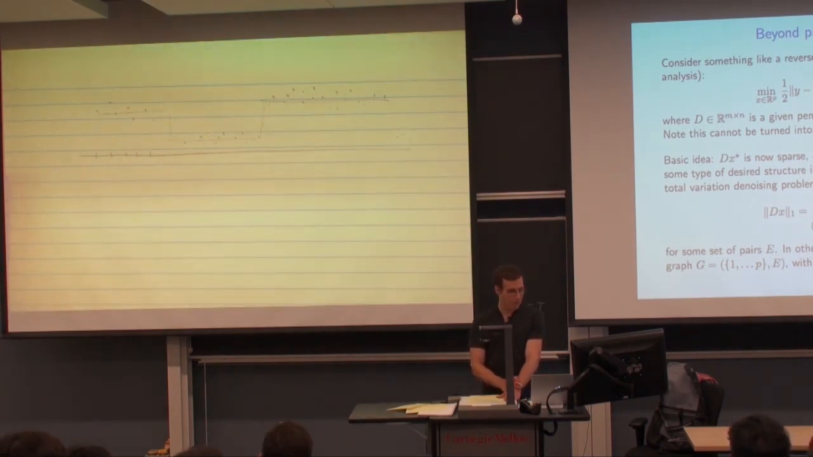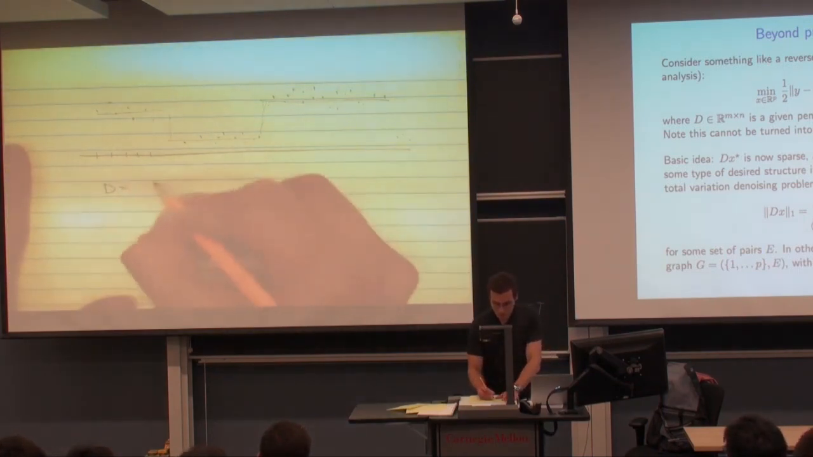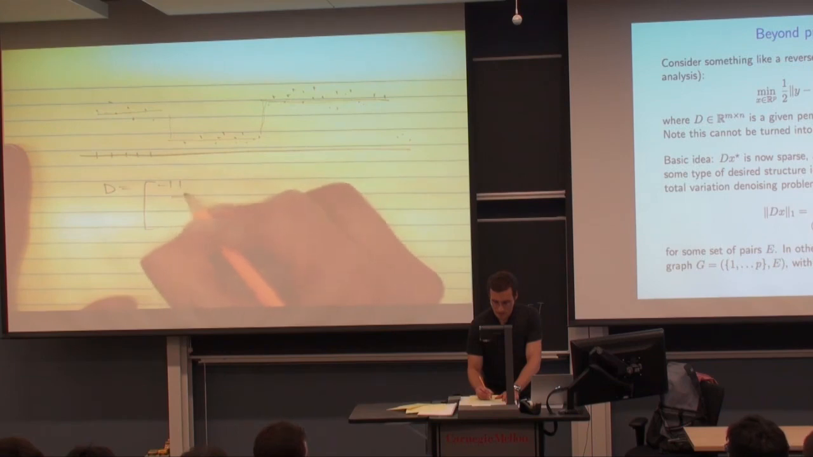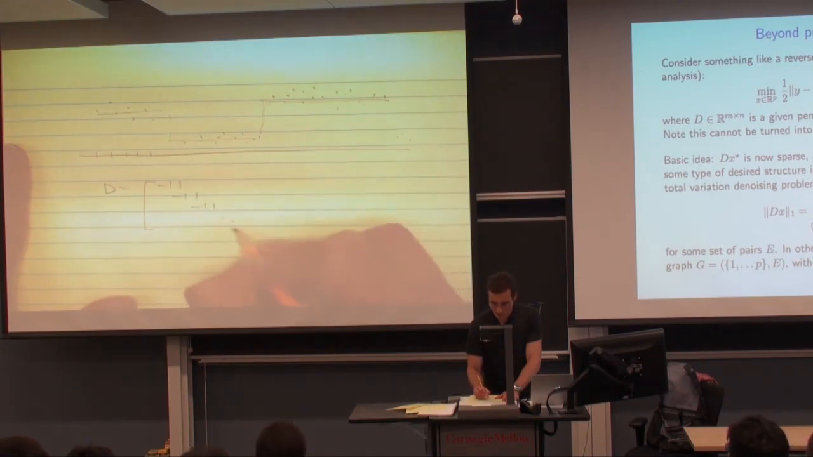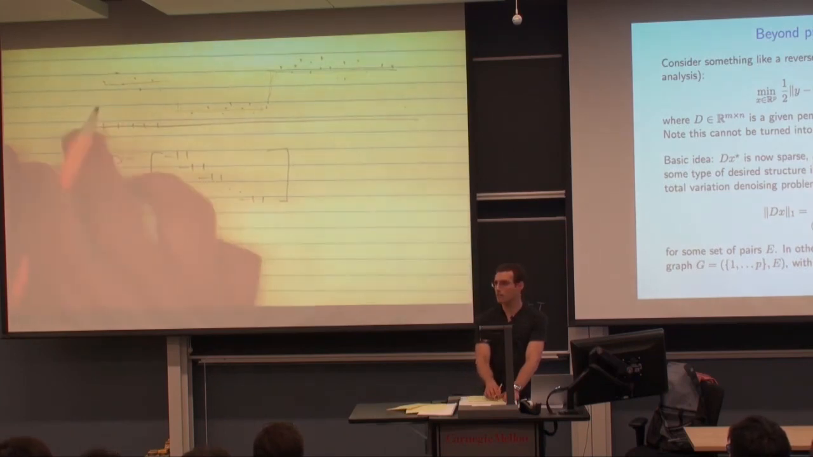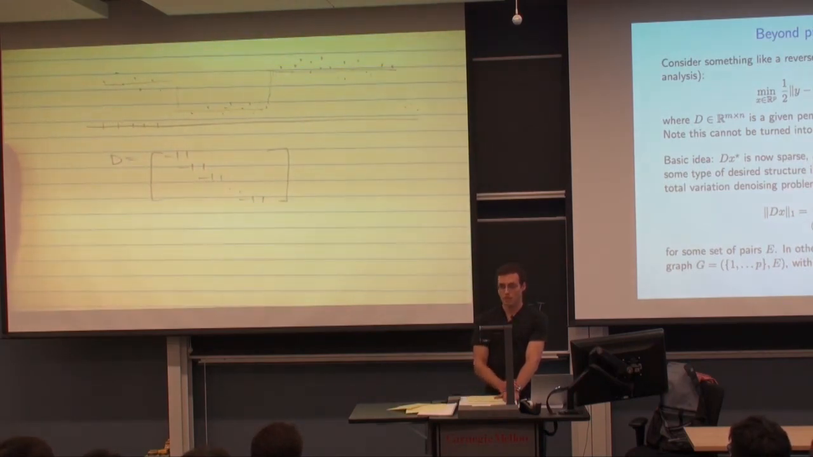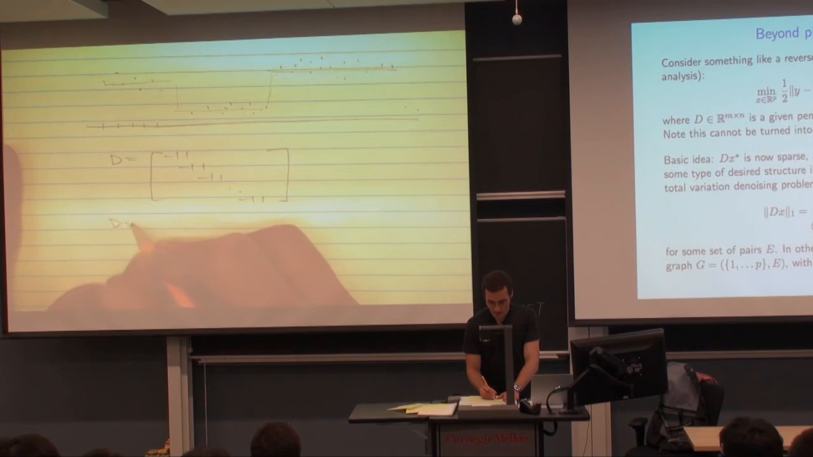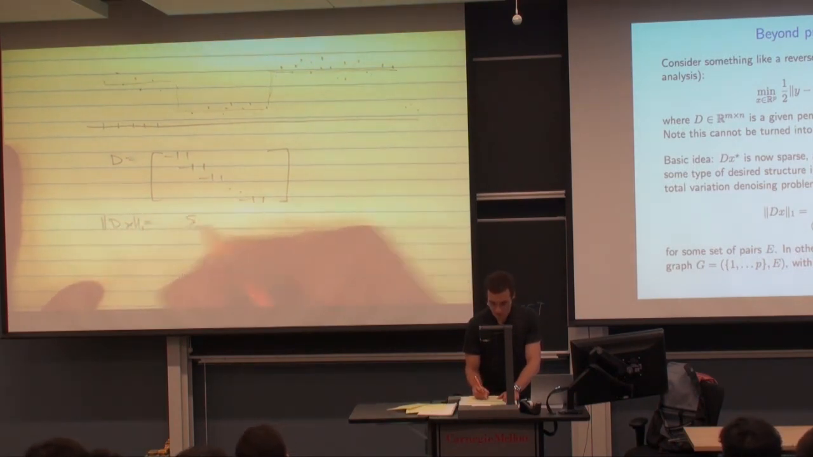So how would I do that? By setting it up like this. I could choose D so that in each row there was a -1 and a 1, going down in this bidiagonal fashion. That means that the one norm of Dx is equal to the sum of the differences between x_i and x_{i+1}.